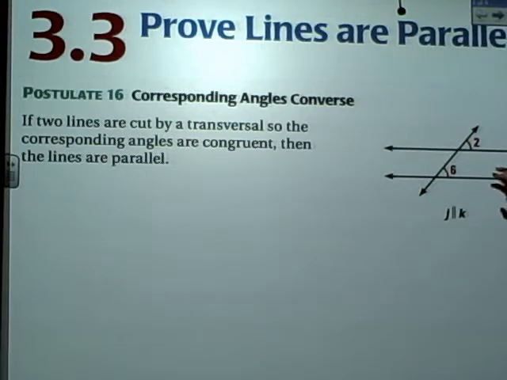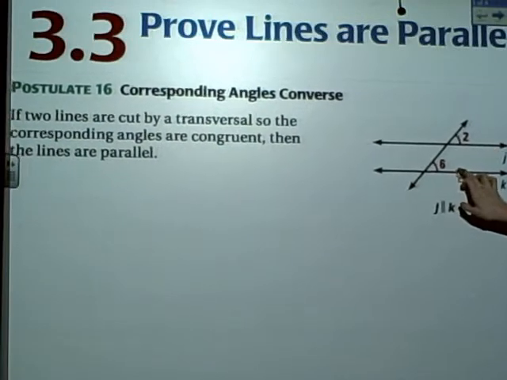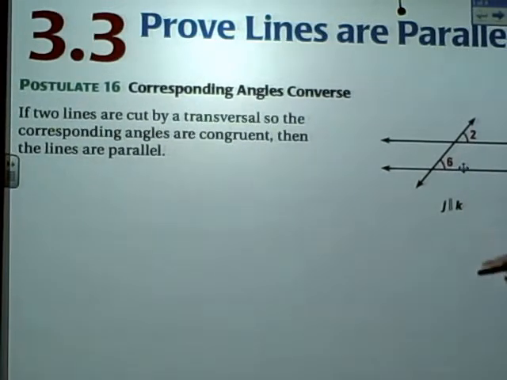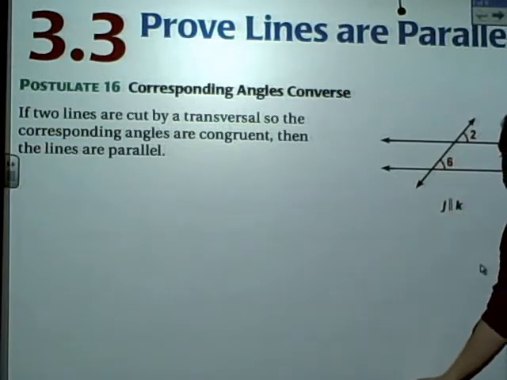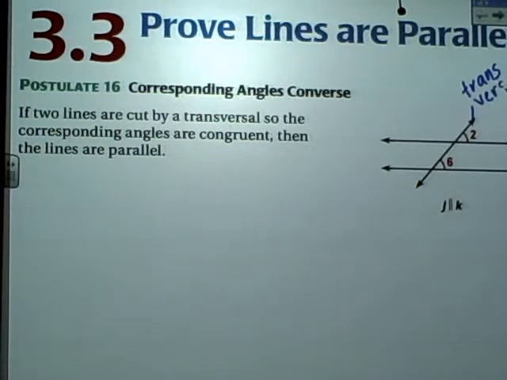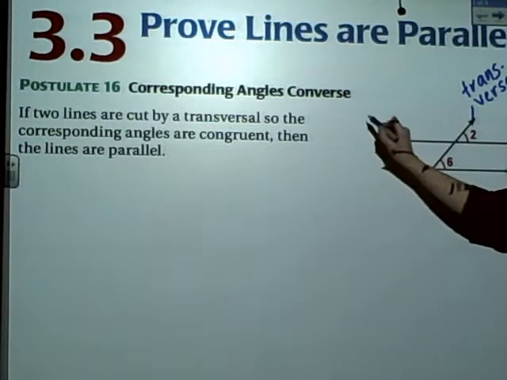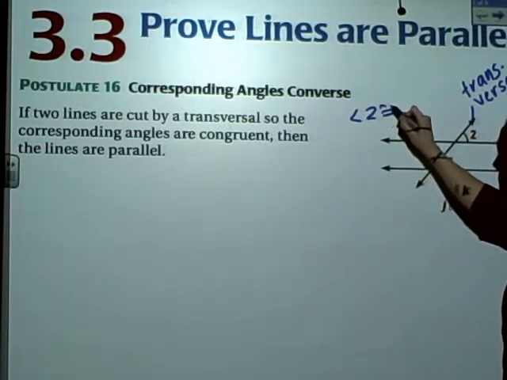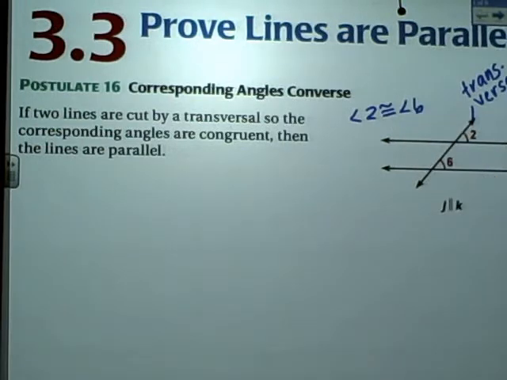Okay, so right here we have line J and line K. They are cut by this transversal, or the line that goes through, so this line right here is the transversal. If they are cut by that transversal, that means that angle 2 and angle 6 are called corresponding angles. Okay, and those are definitely congruent. So something else we get out of this is that the two corresponding angles are congruent.